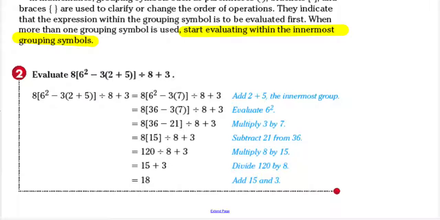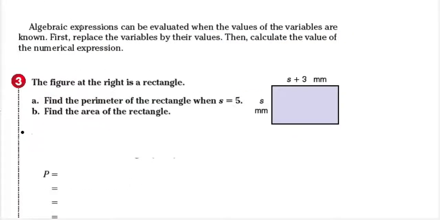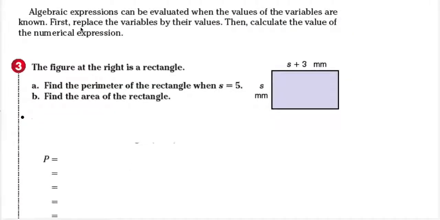Next one. Algebraic expressions can be evaluated when the values of the variables are known. First, replace the variables by their values, then calculate the value of the numerical expression. Okay? So the figure at the right is a rectangle. Letter A, find the perimeter of the rectangle when S is equal to 5. And letter B, find the area of the rectangle.